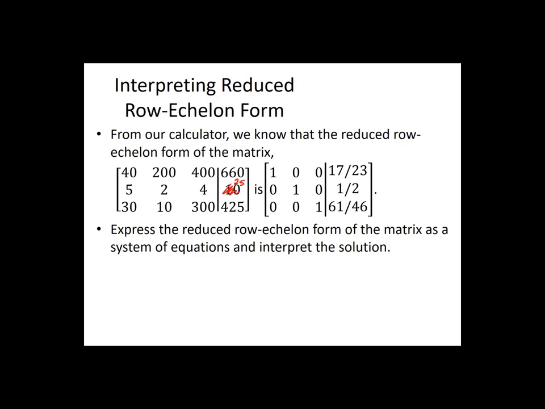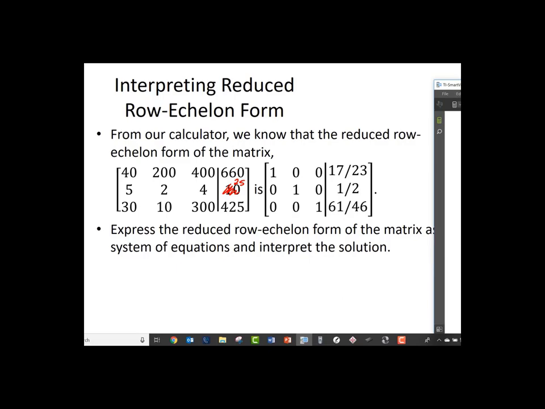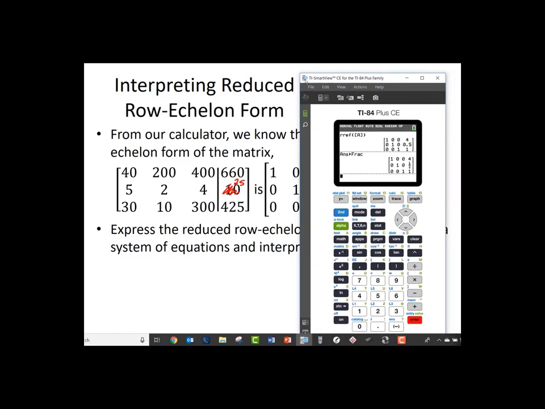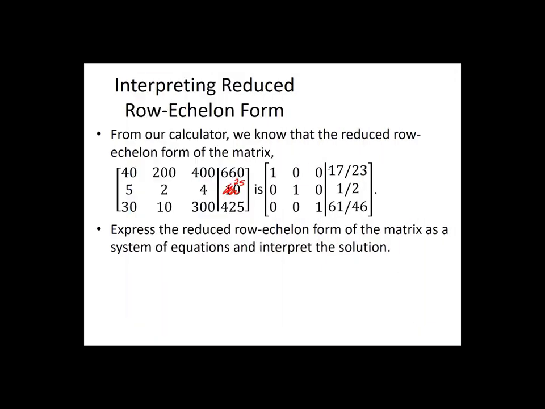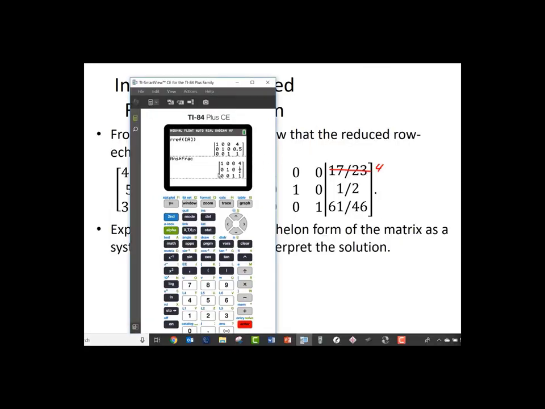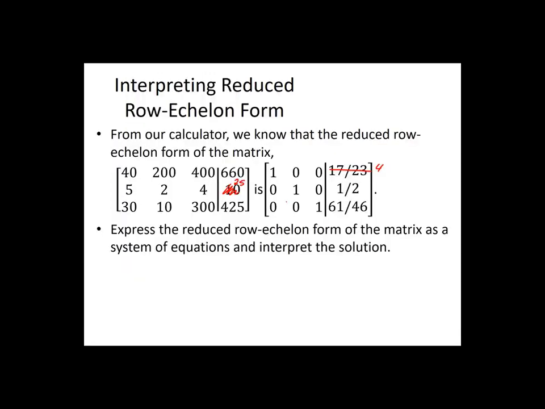So the reduced row echelon form of that matrix was, as we saw a moment ago, 1, 0, 0, 4, 0, 1, 0, 1 half, third row, 0, 0, 1, 1. Although if we did have some strange fractions, that's perfectly acceptable in a context. Now express the reduced row echelon form of the matrix as a system of equations and interpret the solution.